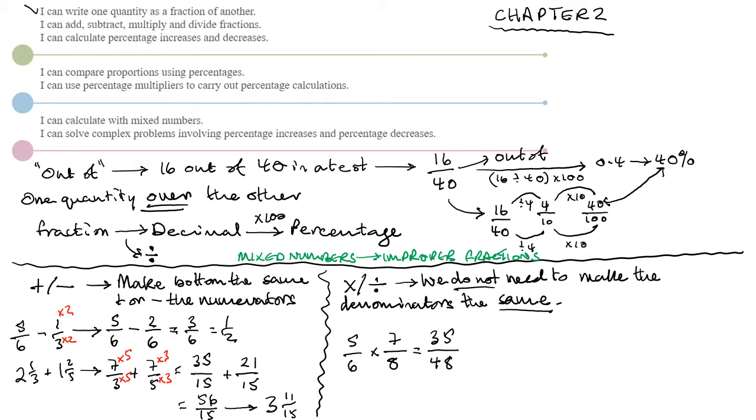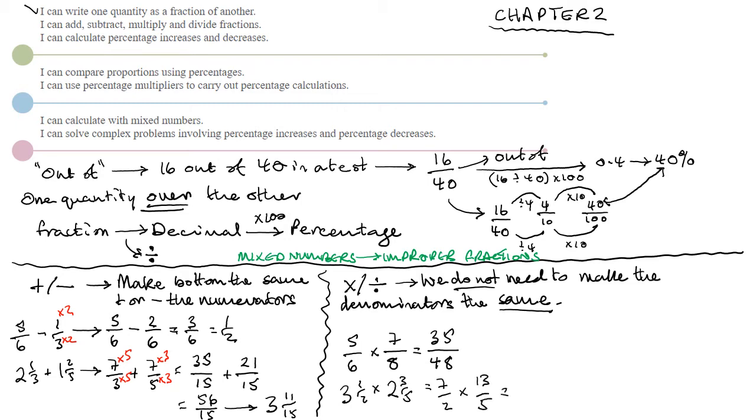Easy. If I've got a mixed number, so let's say I had 3 1/2 times by 2 3/5. So change them to improper fractions first. So that would be 7 over 2 times by 2 times 5 is 10, 13 over 5.